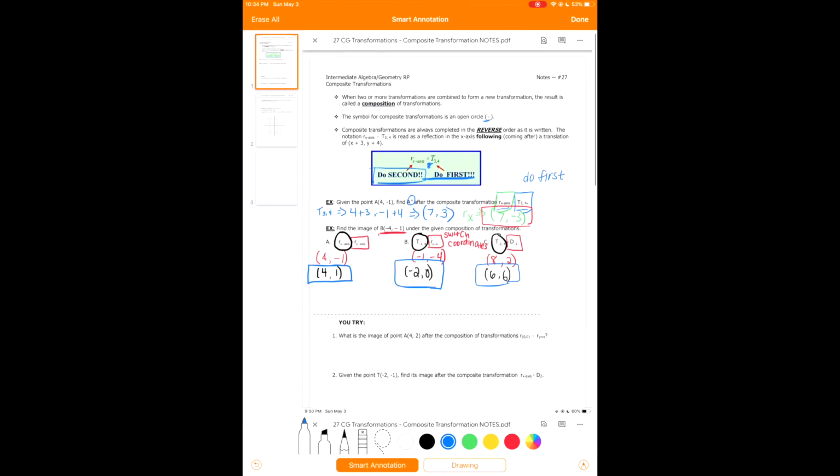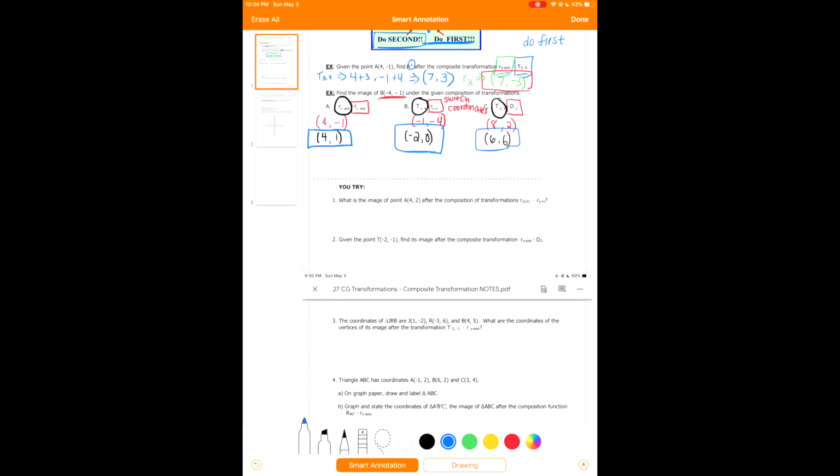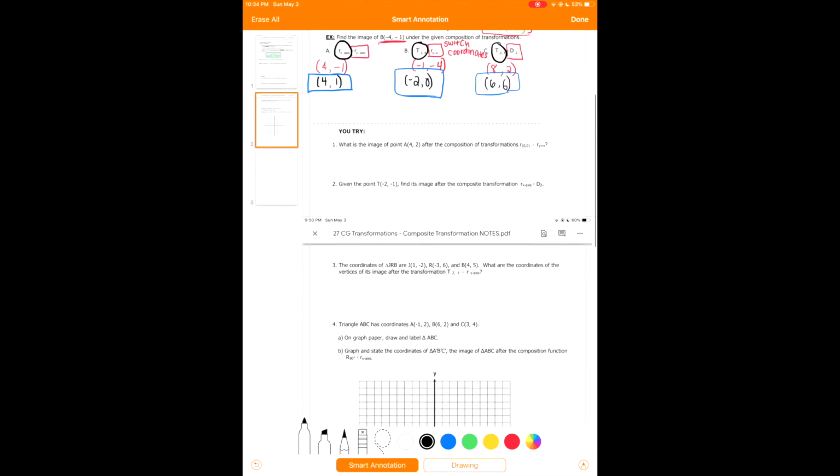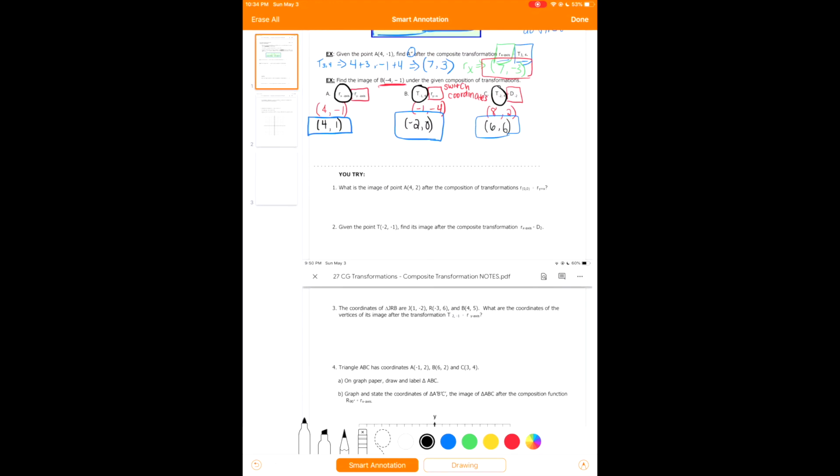So those were your examples, and it's the same process for the rest of these. So the first thing we're going to do is numbers 1 and 2 right now, and then I'm going to have you do numbers 3 and 4 for homework. It says, what is the image of point A (4, 2) after the composition of transformations? Reflect over the origin, and then reflect over the line y equals x. So we're going to start off with the second one, reflect over y equals x. Again, like we talked about above, that just means we switch the coordinates. So instead of (4, 2), it's (2, 4).